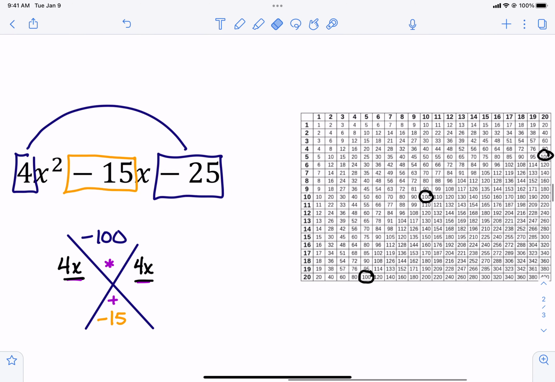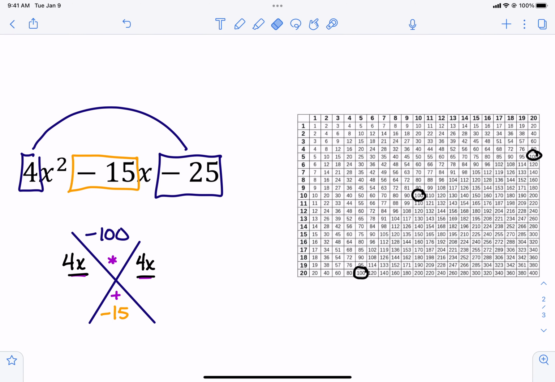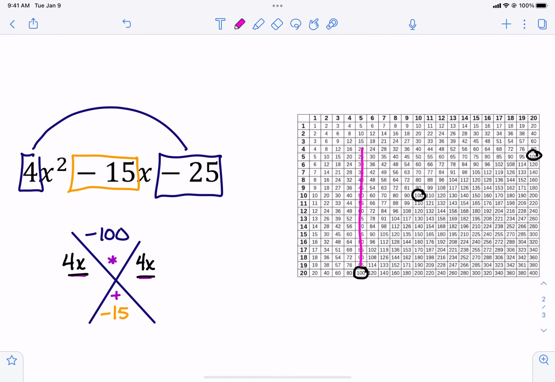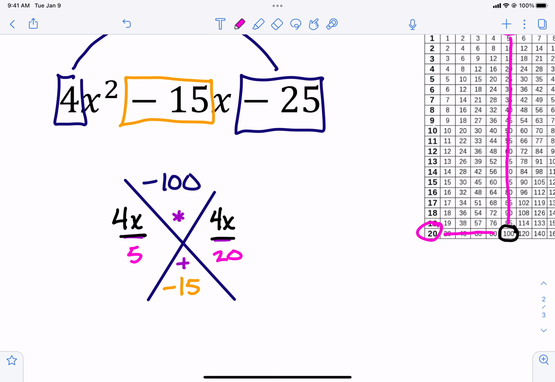Now, when we're looking at this problem, again, we're looking for two numbers that are going to add to give us negative 15. Now, we know with the signs it can be a little bit complicated, but when I'm just checking these out, I see that 100 could be written as 20 times 5. So let's take those two numbers and we're going to put them on the bottom of our fractions. Now, it's our goal, before we do anything else, to make sure that our numbers work and that they multiply to give us negative 100 and that they add to give us negative 15.